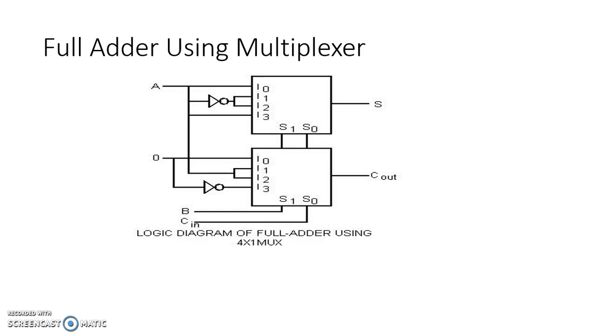So if we join these lines, you can see the logic diagram for the full adder using 4x1 multiplexers. From the given picture, it is clear that a full adder can be implemented by using two 4x1 multiplexers. One multiplexer is used for the sum of the full adder, whereas the other is used for the carry. This can also be used for designing the full subtractor. Thank you.